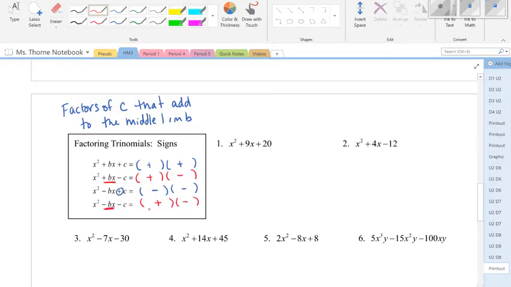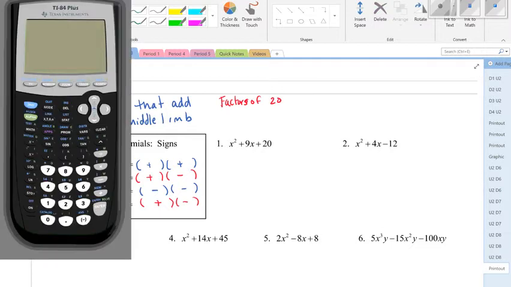So looking at this first one, number 1, the first thing we always look for is a greatest common factor. I don't see a greatest common factor, so that's when we're going to look for our factors. So we want factors of 20. A little trick, you can use your calculator to help. If I turn my calculator on, I'm going to go to my y equals. If I want factors of any number, I can just plug the number in and hit divided by x. It's a lot easier than having to guess and check on your calculator and just keep dividing.